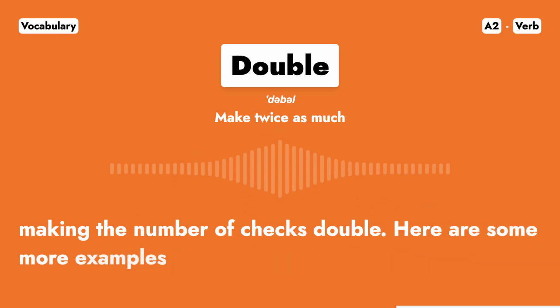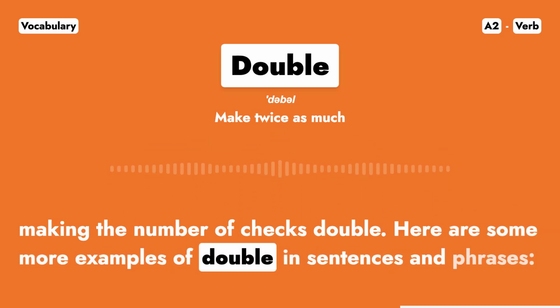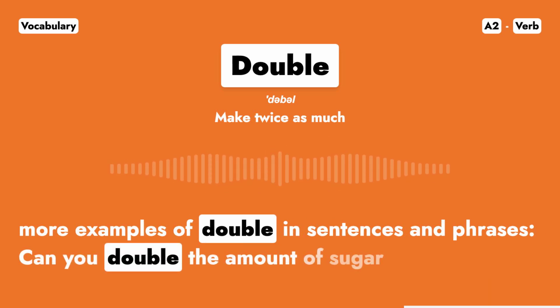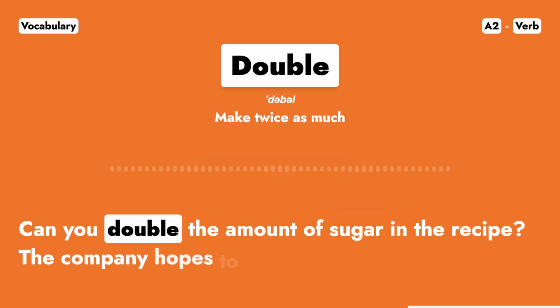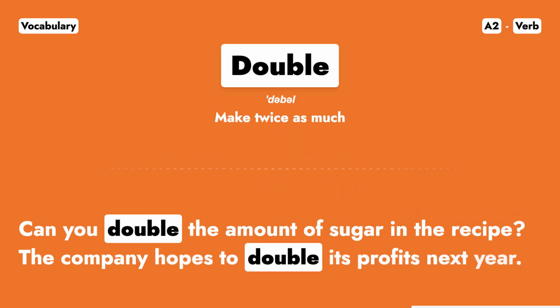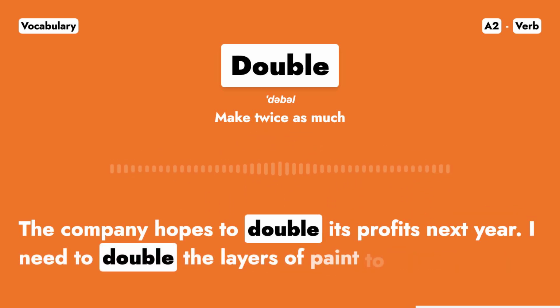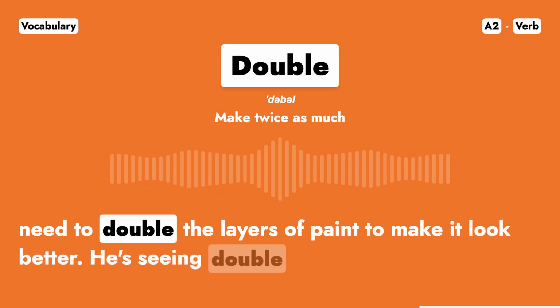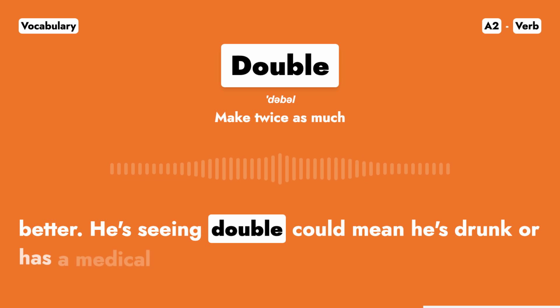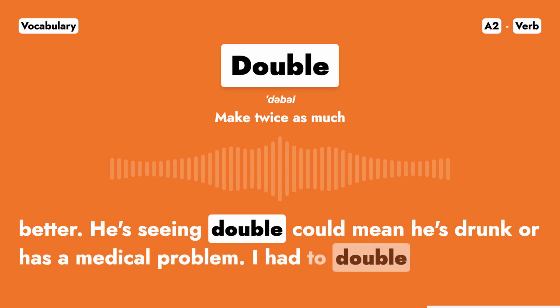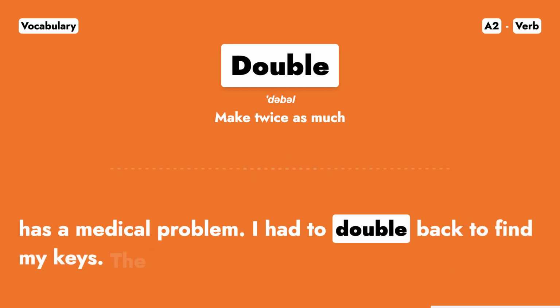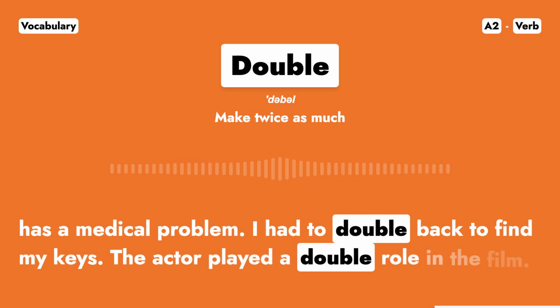Here are some more examples of double in sentences and phrases. Can you double the amount of sugar in the recipe? The company hopes to double its profits next year. I need to double the layers of paint to make it look better. He's seeing double could mean he's drunk or has a medical problem. I had to double back to find my keys. The actor played a double role in the film.